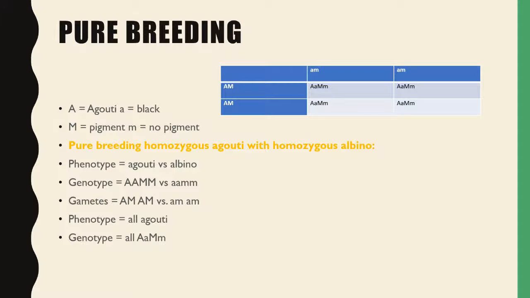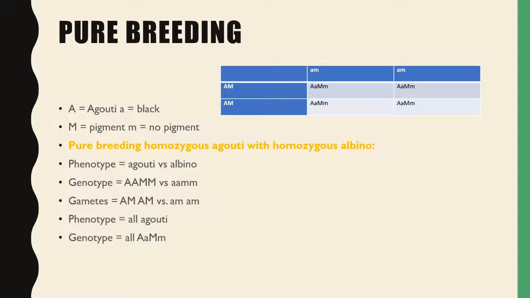So, let's talk about pure breeding within mice. If a mouse has a big A, then it's agouti. If it has a small a, then it's black. If it has the big M, then it shows the pigment, but if it has the small m, then it has no pigment. Okay? So pure breeding, a homozygous agouti with a homozygous albino. An albino is one that has no pigment. So the phenotype is agouti versus albino.